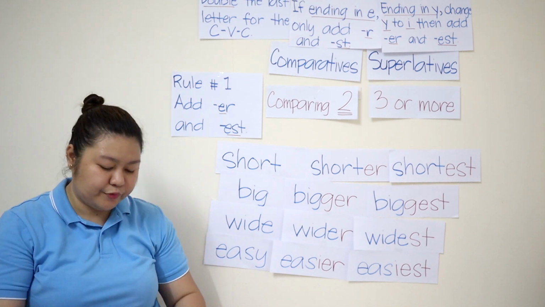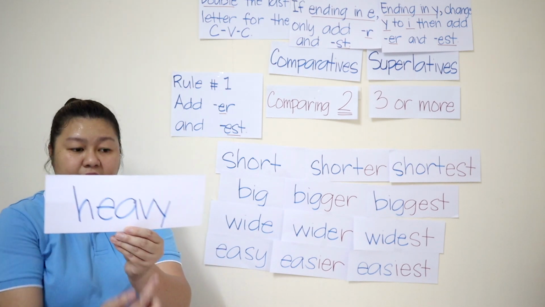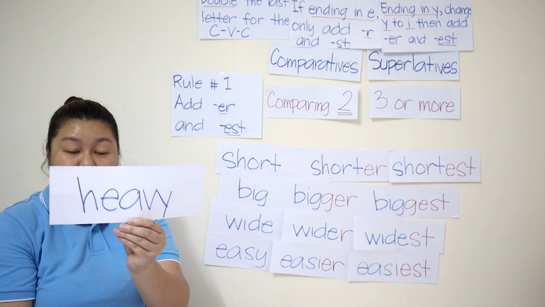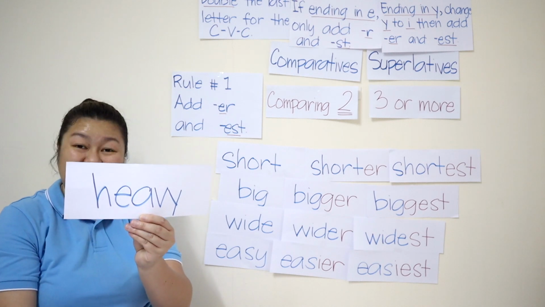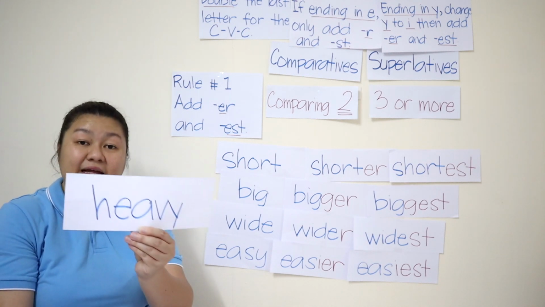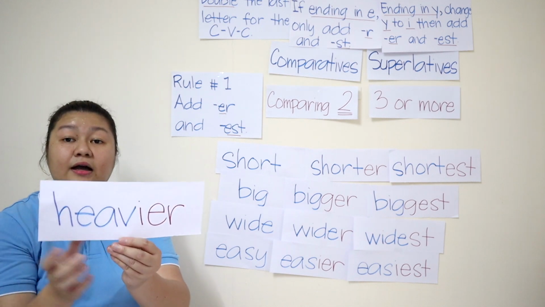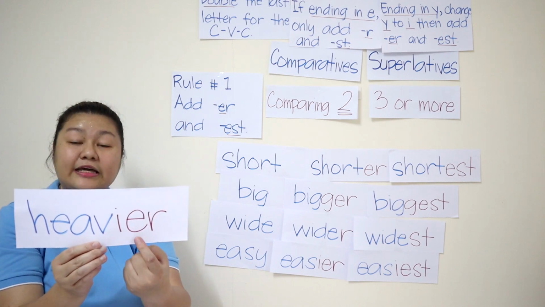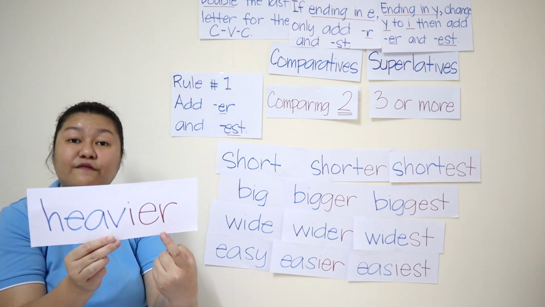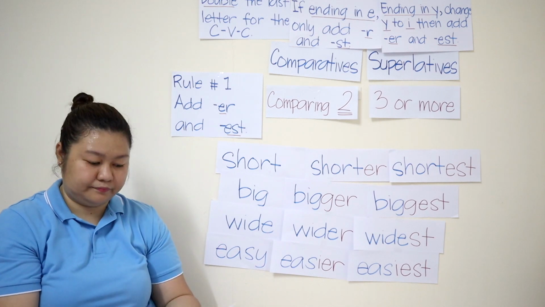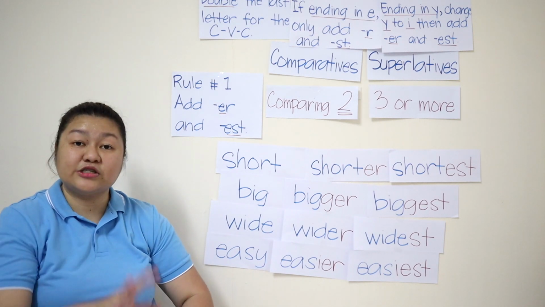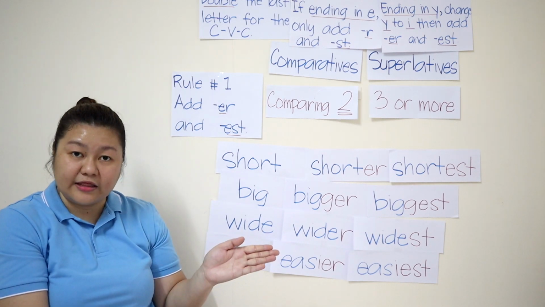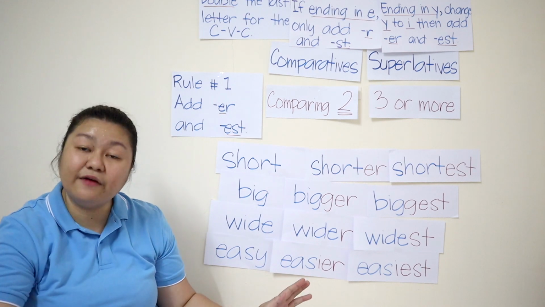That is another example. We have here the word heavy. Because the word heavy is ending with the letter Y, then we remove the Y, but instead in comparative form, heavy becomes the word heavier. Change Y to I, then add ER. And for the superlative form, it becomes heaviest. Change Y to I, then add EST for heaviest.